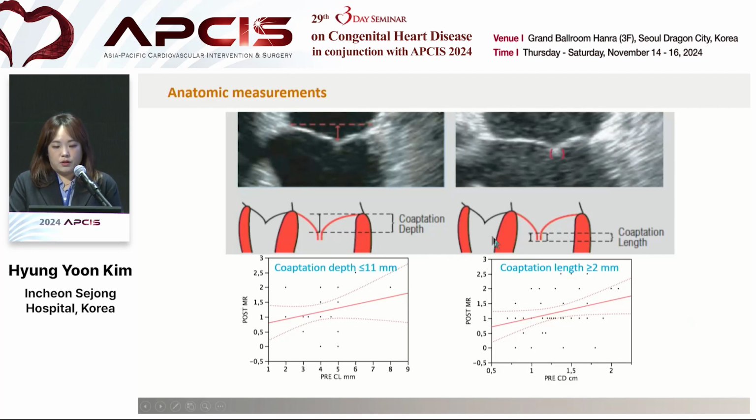Because we know that the coaptation depth less than 11 and coaptation length greater than 2 millimeter have a positive correlation with the post-MR degree.